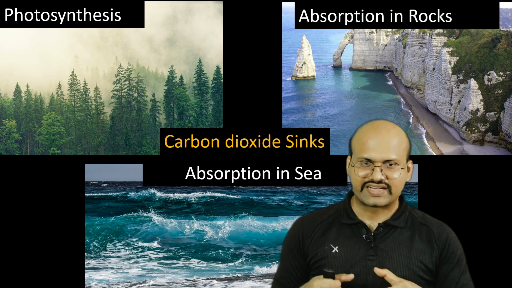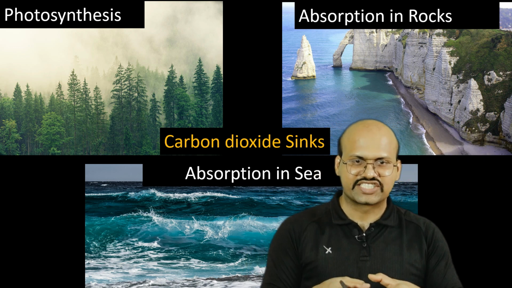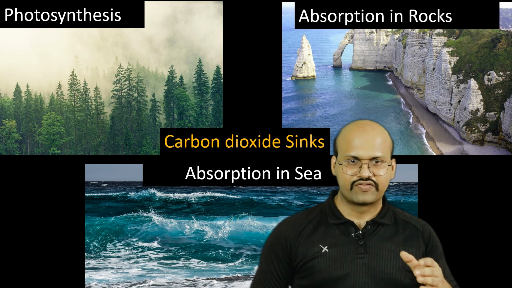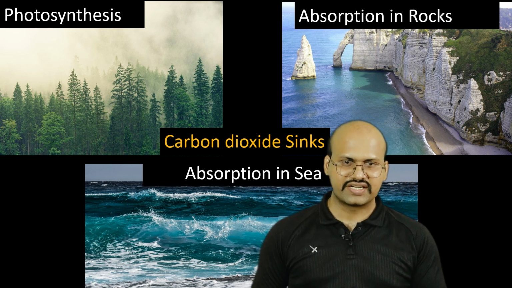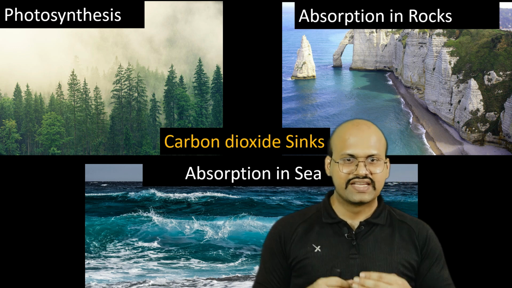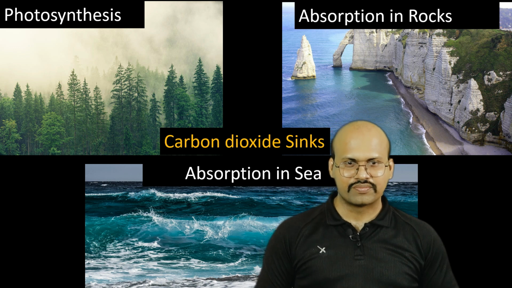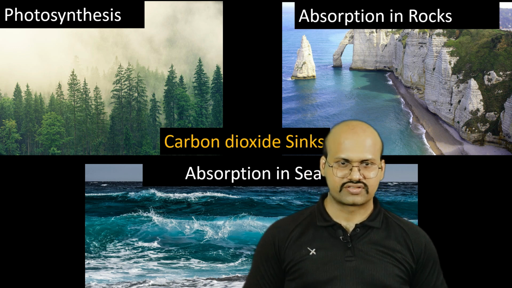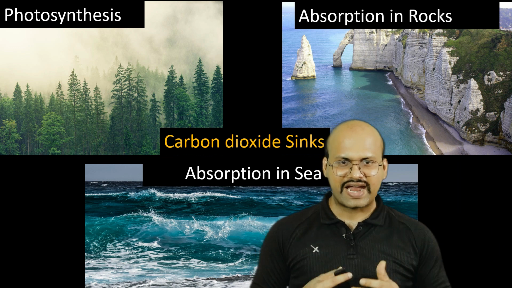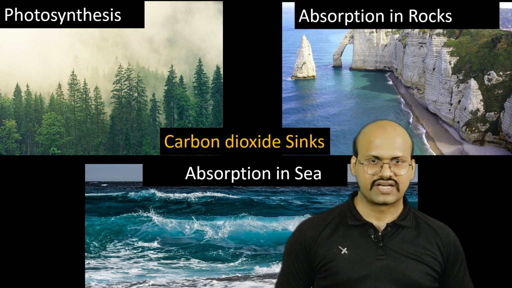We have seen that carbon dioxide in the atmosphere gets dissolved in the rain. It forms carbonic acid. This carbonic acid, when it comes down to the surface of Earth, reacts with the rock and gets absorbed in those rocks. Therefore, these rocks act as a sink for carbon dioxide.